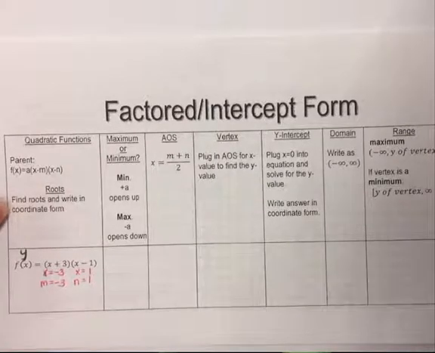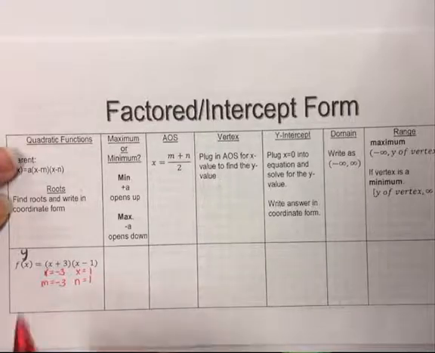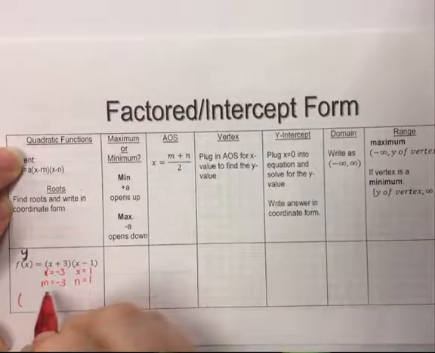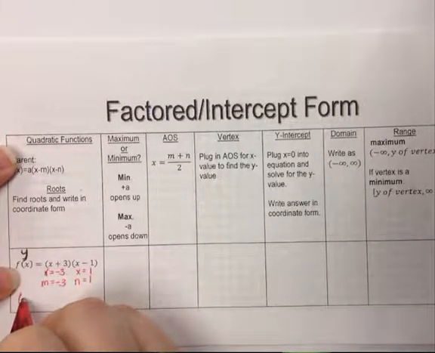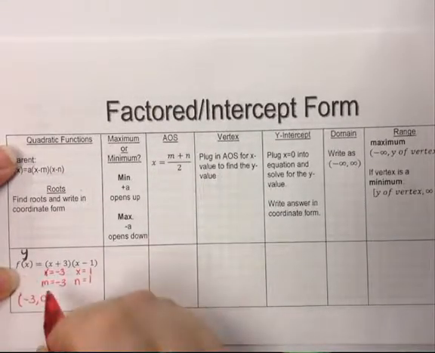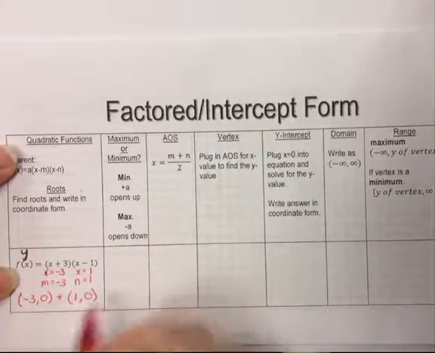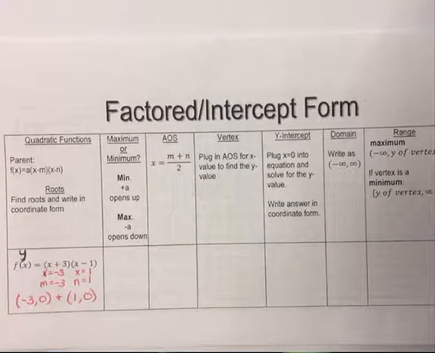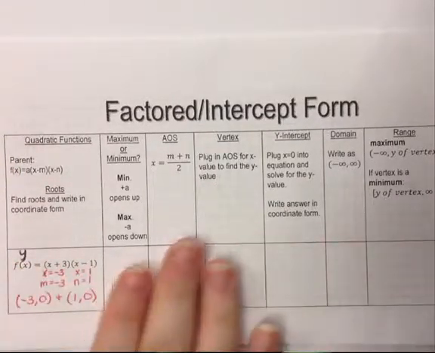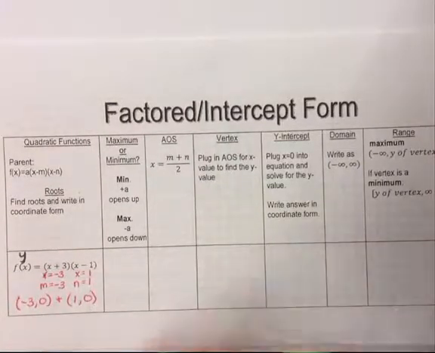Now what we want to do is find the roots and write them in coordinate form. Since they are x-intercepts, we write them as coordinates, so the x value is your x-intercept. So negative 3, 0, because it's the x-intercept. The other one is the coordinate 1, 0, because again, it is the x-intercept. What this chart is doing is telling you the most important coordinates, and we're also going to talk about our domain and range. If we have our coordinates, we can easily graph them without our calculator.